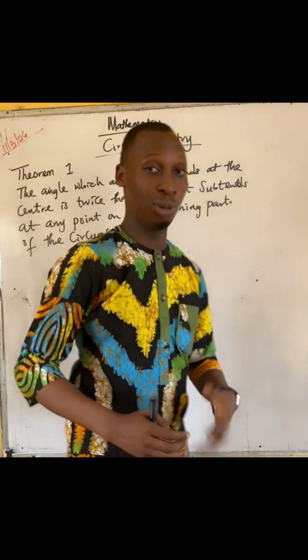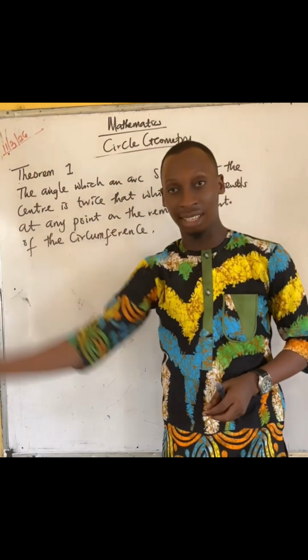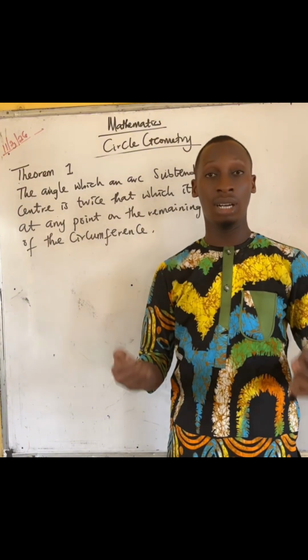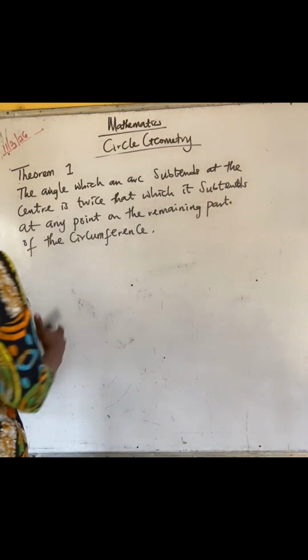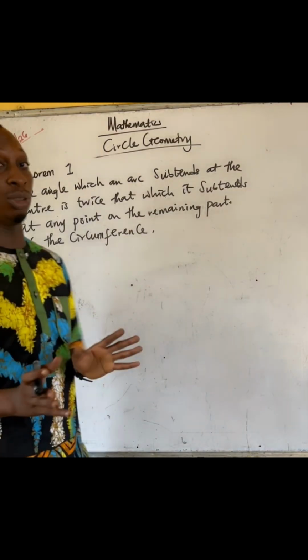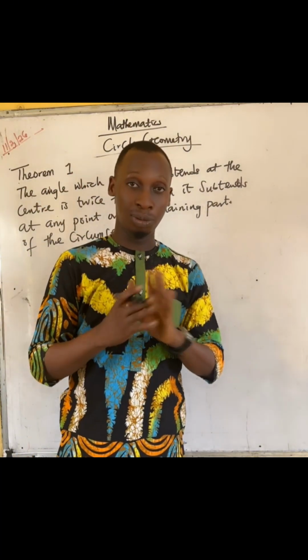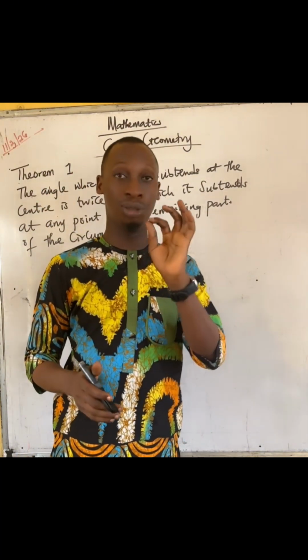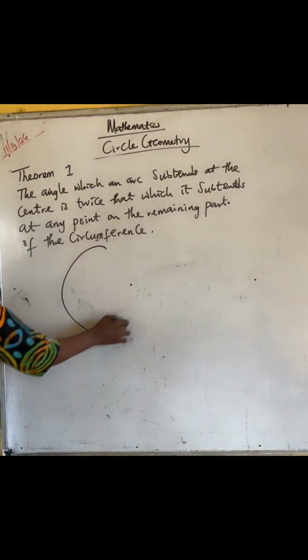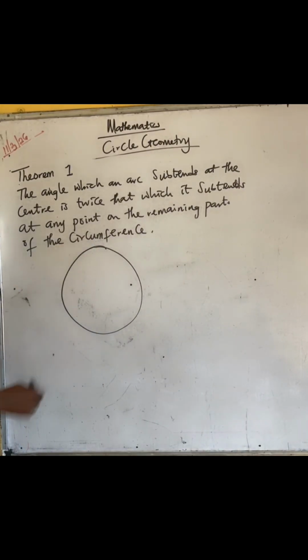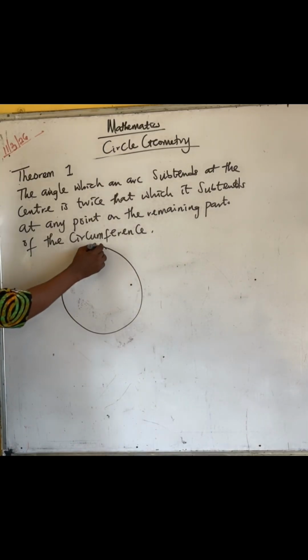So I have a very quick way of saying this. Angle at the center is twice angle at the circumference. So I'm going to give you a diagrammatic representation of this. Here I am not here to prove the theorem. I'm not going to prove any theorem for you, but I'll use the theorem. So let me give you a diagrammatic representation of this theorem.